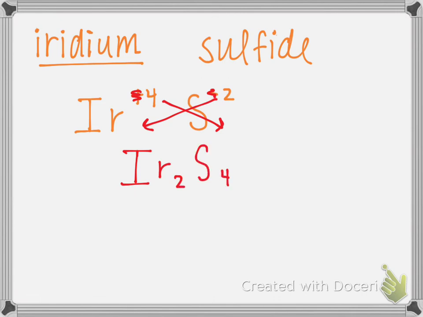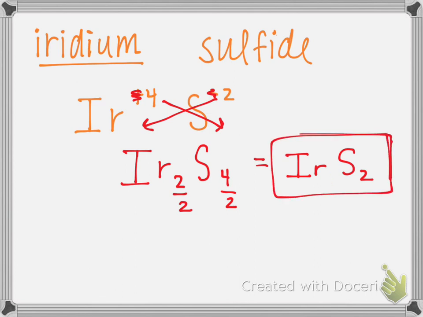Ir2S4. And so now I want you to see, can we reduce those? Can we reduce those down by the same number? And the answer is yeah, they're both divisible by 2. And so it's almost like we're dividing them both by 2 here. So we would be left with Ir1S2. But when there's a 1 there, we know we leave it off. And so here's what our final chemical formula would look like.